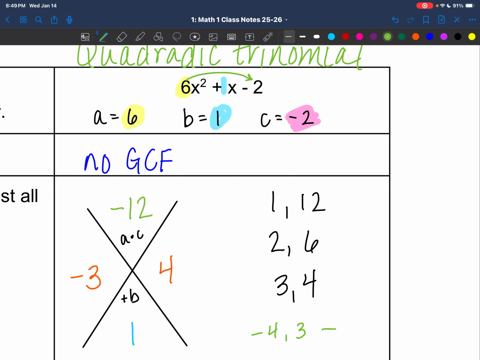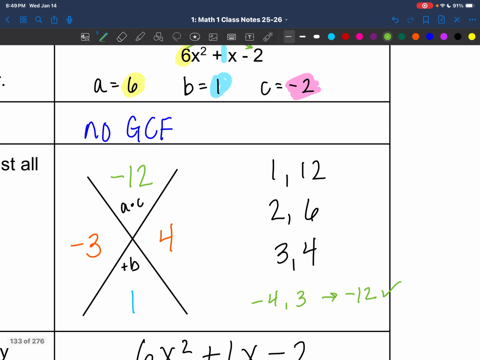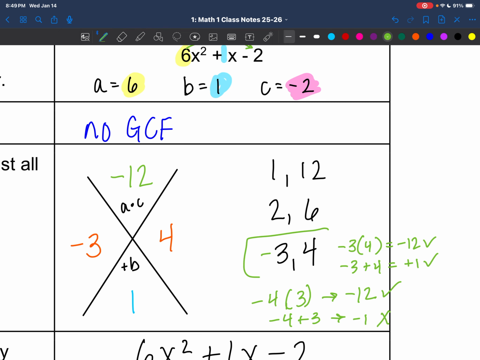So we can't do -4 and 3, because that multiplies to give you -12, which is good, but if you go -4 plus 3, that gives you -1. That's not what we want. So now let's try -3 and 4. In this case, we make the 3 negative and get -12. Okay, that works. Before, we made the 4 negative. Now let's try -3 plus 4, and that gives us +1. That's what we want, so we make this -3.